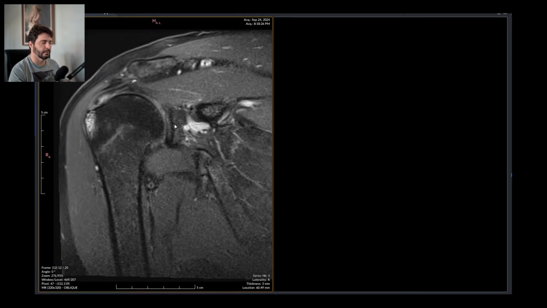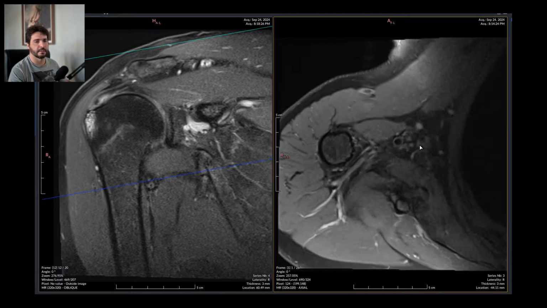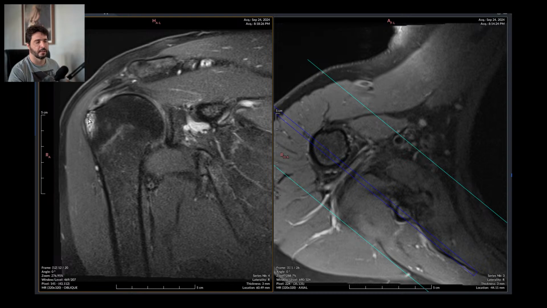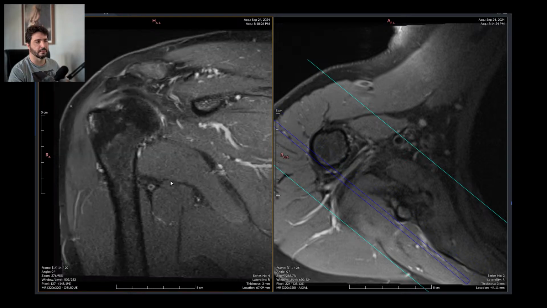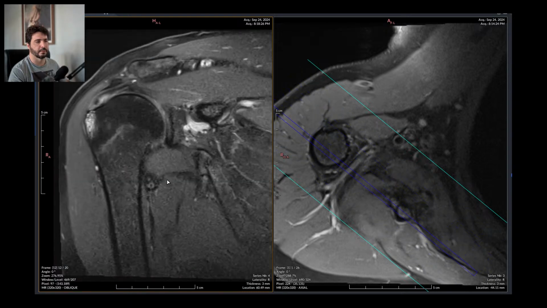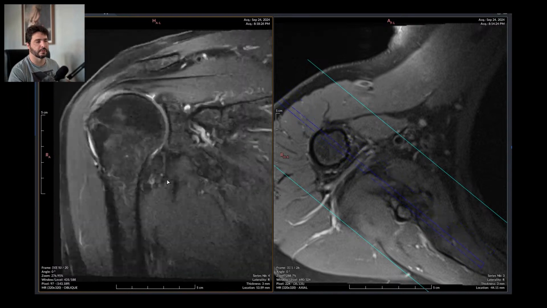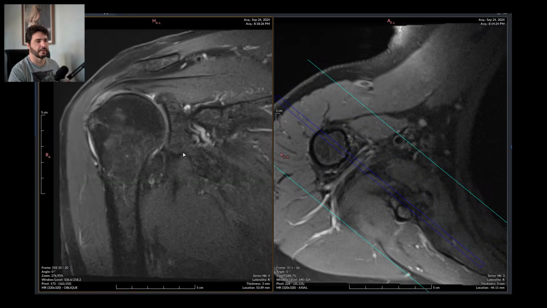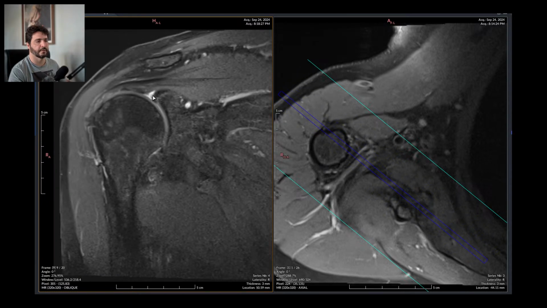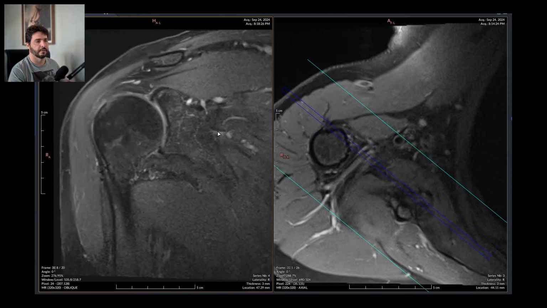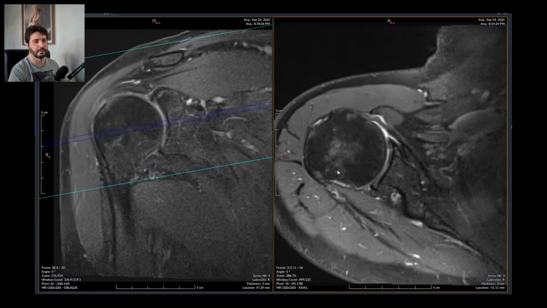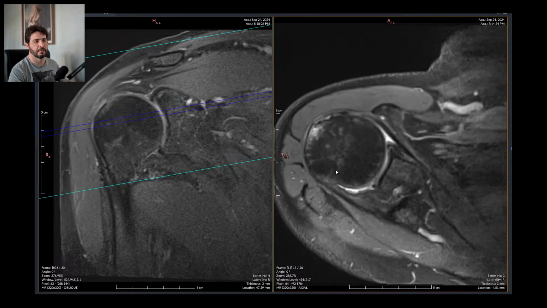This is coronal. This is axial. I like to start like that. So that is a bone edema on the greater humerus tuberosity. This is a PD with fat saturation. Clear rupture of the glenoid labrum right there. I see it on the axial view.